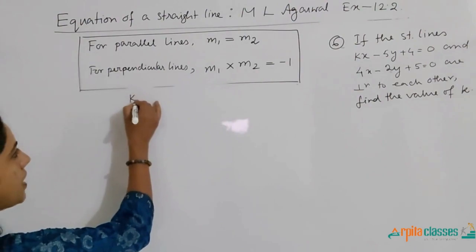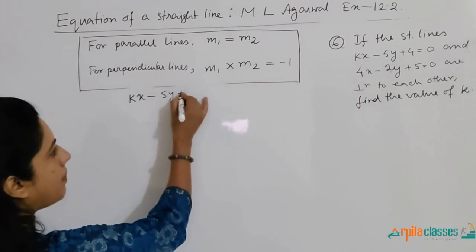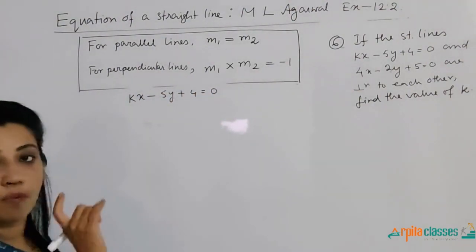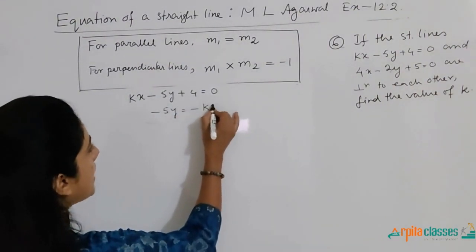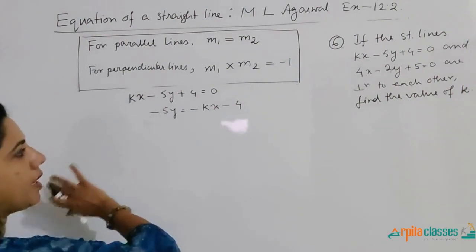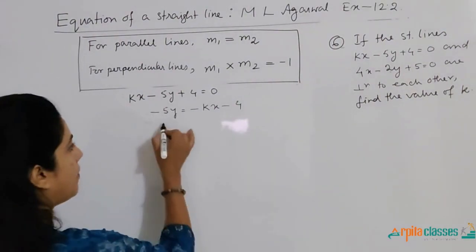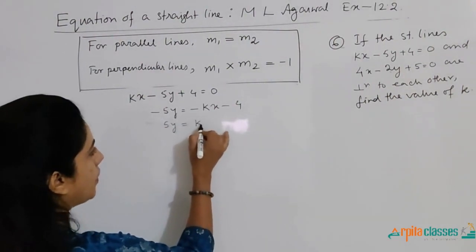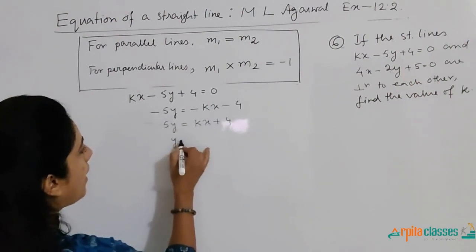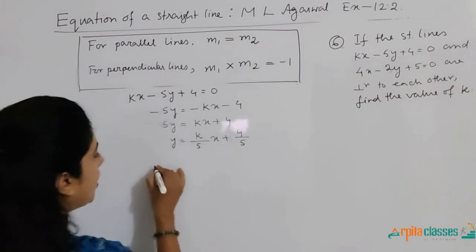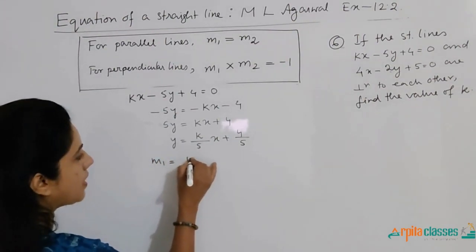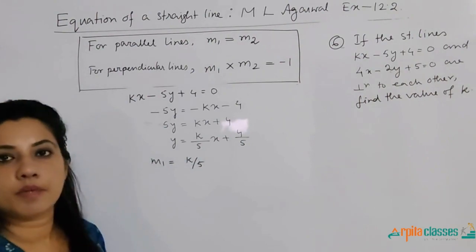The first equation is kx minus 5y plus 4 equal to 0. We need to find out m1 from here, that is minus 5y is minus kx minus 4. We can multiply everything by minus and make everything positive. So 5y is equal to kx plus 4, or y is equal to k upon 5 x plus 4 upon 5. So from here we are getting m1 is equal to k upon 5. This is the first thing.